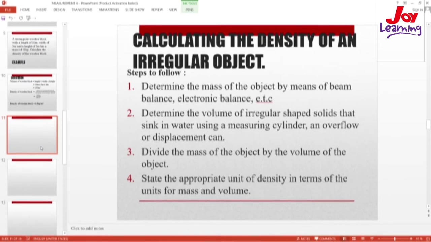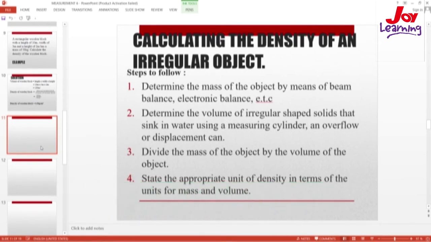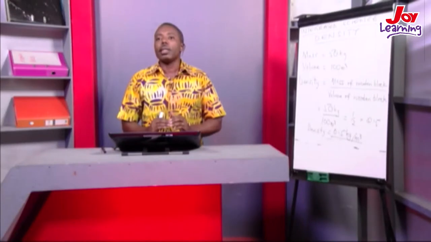Then the second step is to determine the volume of the irregular shape or object. And by this, we can use the measuring cylinder, the overflow can, or the displacement can. And to use the measuring cylinder, first of all, we get a measuring cylinder and fill it up to the middle level or half full.